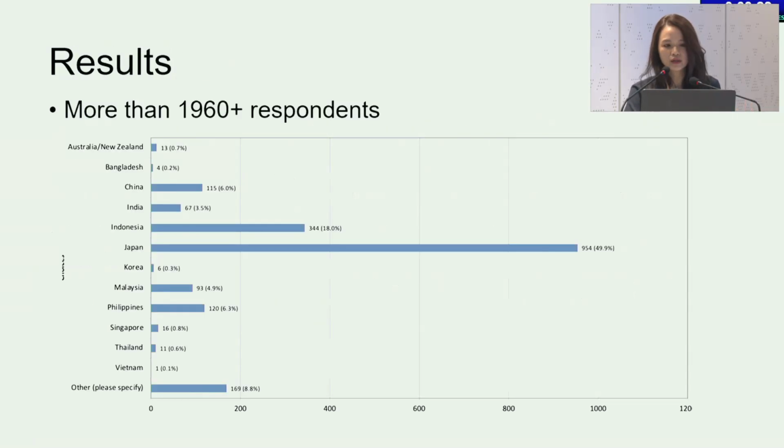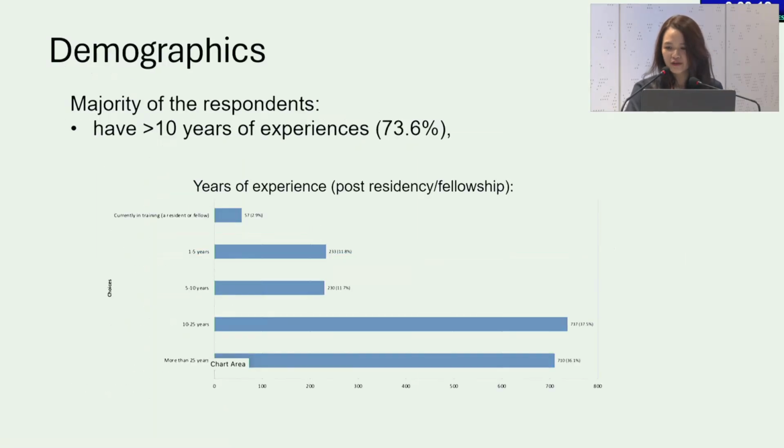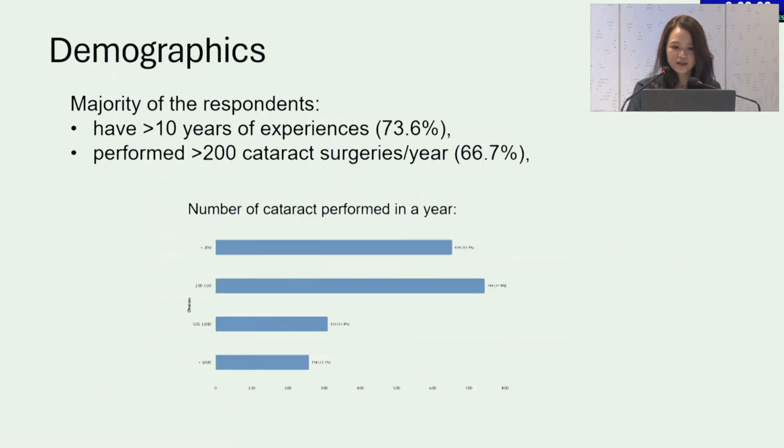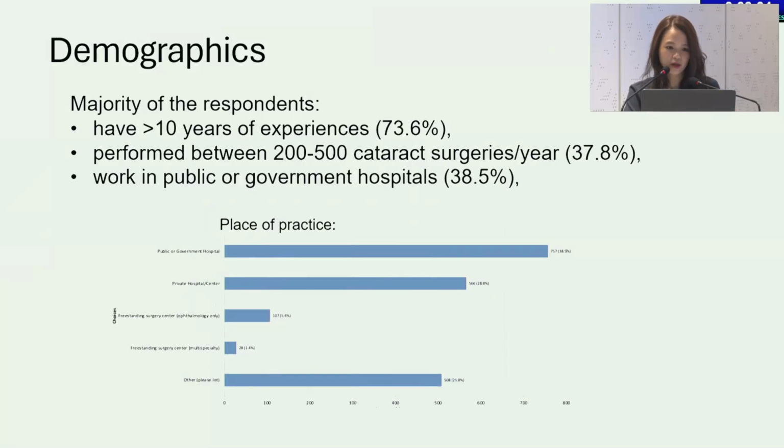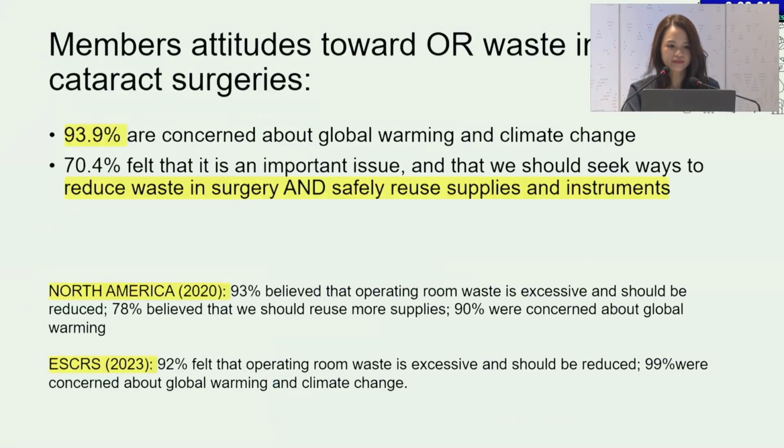This is our results. So far, we have close to 2,000 respondents, majority from Japan, followed by Indonesia, China, the Philippines, Malaysia, and so on. Majority of the respondents have more than 10 years of experience. They are high-volume cataract surgeons. They work in public or government hospitals. Majority are male. So this is the result. Close to 94% of the ophthalmologists in Asia-Pacific are concerned about global warming and climate change, and this closely mirrors the results of the previous studies of North American and European ophthalmologists.